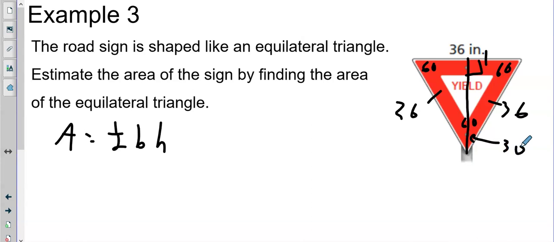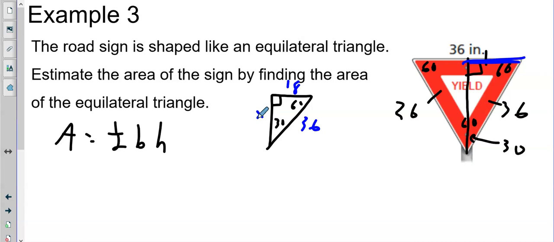Now, I'm going to redraw this separately to make it a little more clear. Right? This is my 60. This is my 30. Here's my 90. Now, this length right here is half of 36, which is 18. This side is still 36, and we're trying to find this, the height of the triangle.